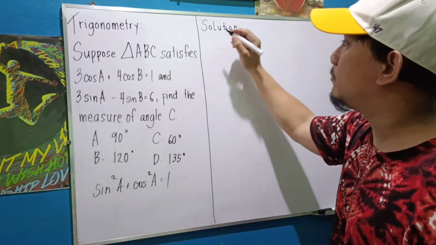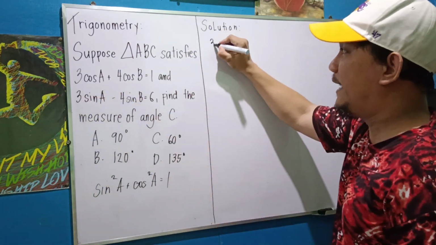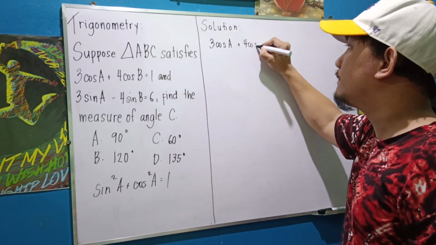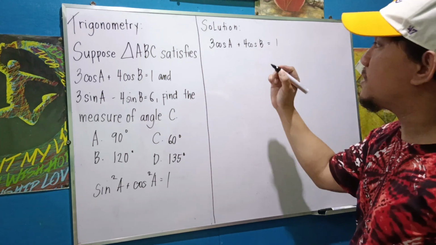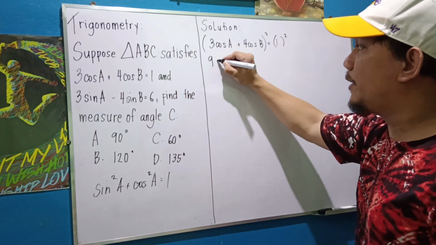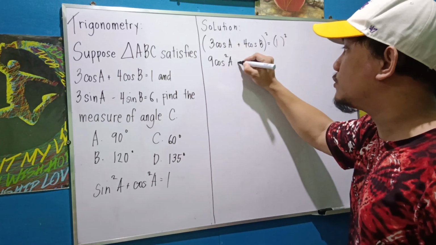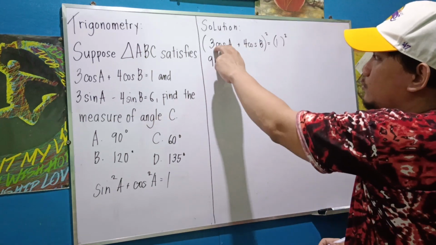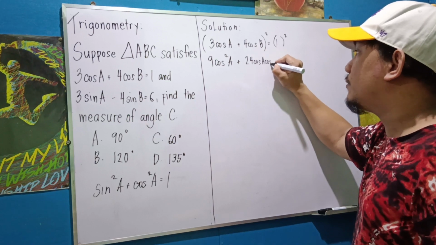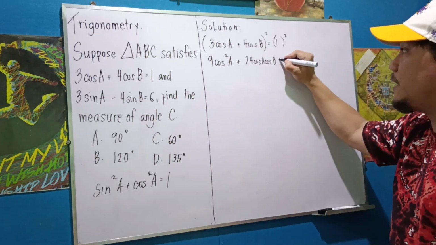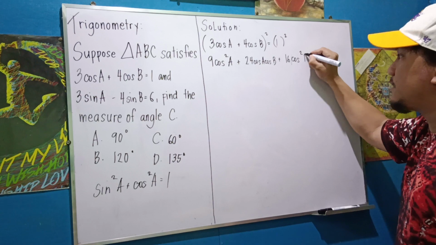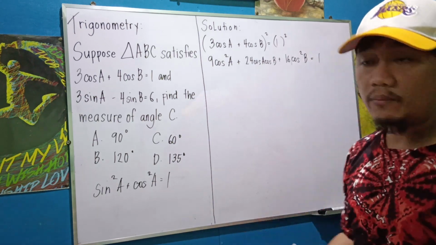So kapag in-square natin to mga Lodi Cakes, ilagay na lang natin para kita ng lahat. 3 cosine A plus 4 cosine B equals 1. Squaring both sides of the equation, so that is 9 cosine squared A plus twice the product, 2 times 3 times 4, that's 24 cosine of A, cosine of B. Okay? I hope that's clear. Plus 16 cosine squared B, the square of the last term, that is equal to 1. So that is our first equation.